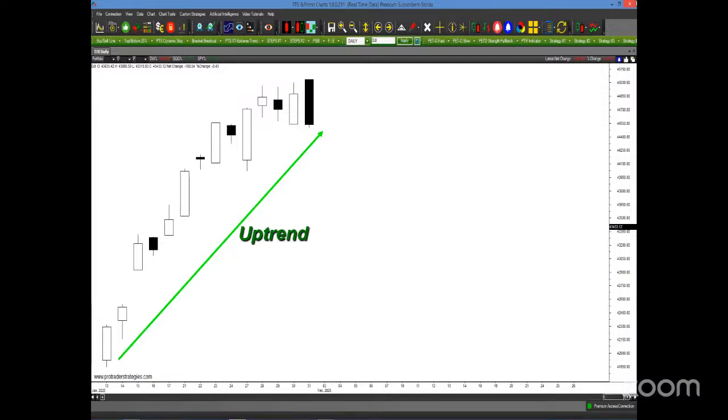This is a chart of the Dow Jones Industrial Average, the Dow Jones Index, okay? As we can see, it was in a real strong uptrend in January, virtually going straight up. The entire time it was going up in January, the PTR did not generate a reversal signal.